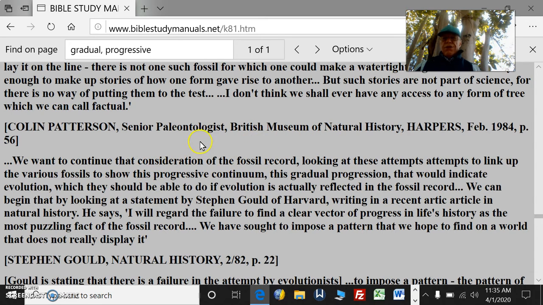We want to continue that consideration of the fossil record, looking at these attempts to link up the various fossils to show this progressive continuum, this gradual progression that would indicate evolution, which they should be able to do if evolution is actually reflected in the fossil record, which it is not. Now we can begin that by looking at a statement by Stephen Gould of Harvard, writing in a recent article in Natural History. He says, "I will regard the failure to find a clear vector of progress in life's history as the most puzzling fact of the fossil record. We have sought to impose a pattern that we hope to find in a world that does not really display it."